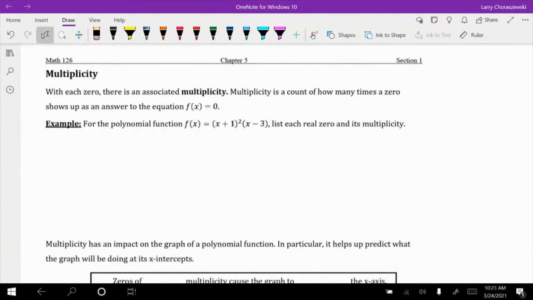When discussing the topic of zeros, you typically see kind of a follow-up topic here on what's called multiplicity. And multiplicity just basically addresses any repeats of zeros of a polynomial function.